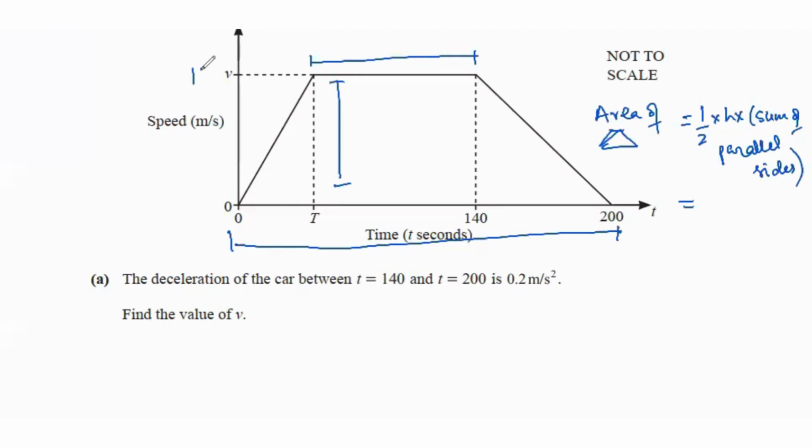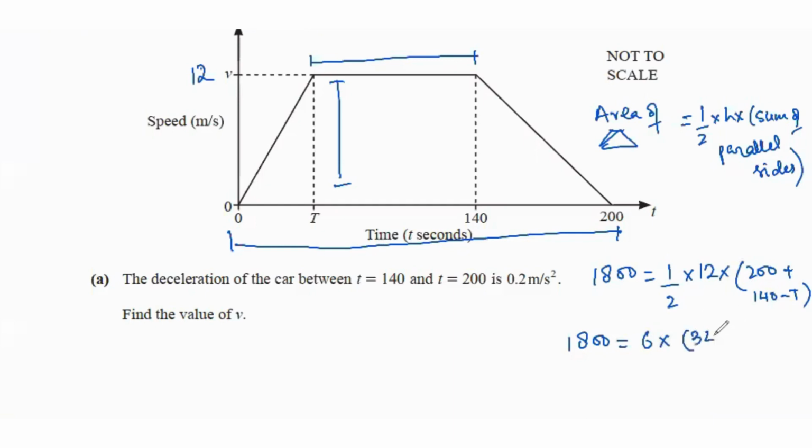So what we will do is put this equation equal to 1800. 1800 equals 1 over 2 times 12 times 200 plus 140 minus t. So that's 1800 equals 6 times 340 minus t. 1800 divided by 6 is 300.